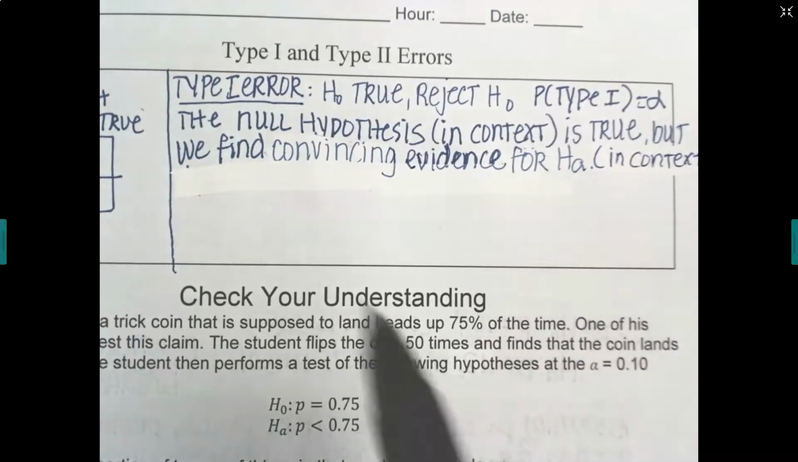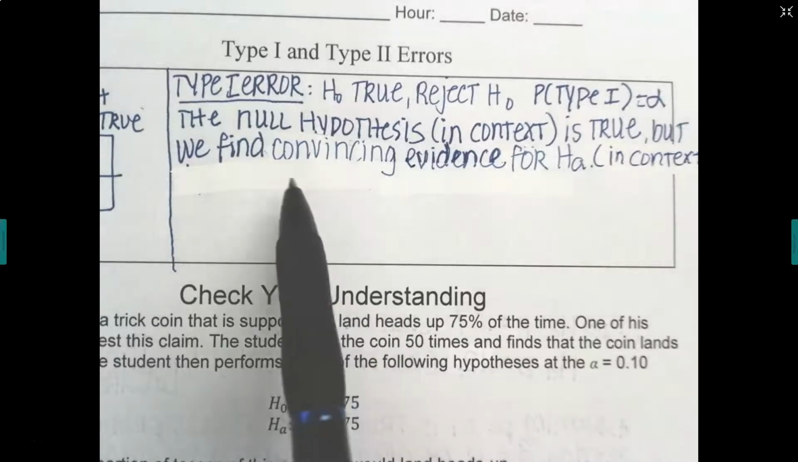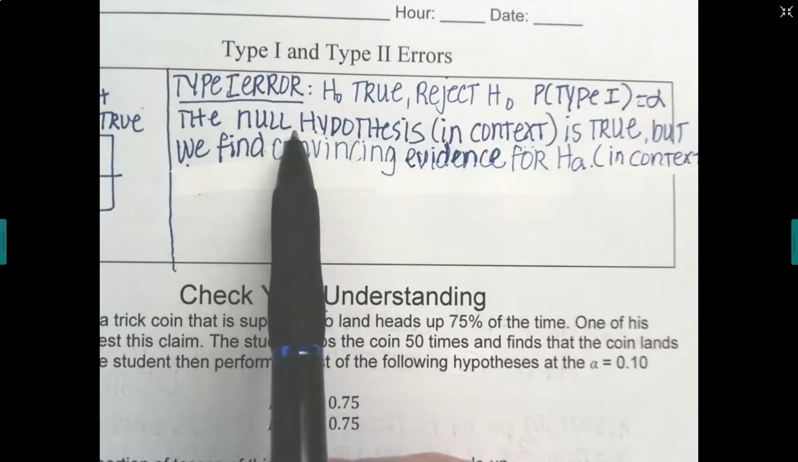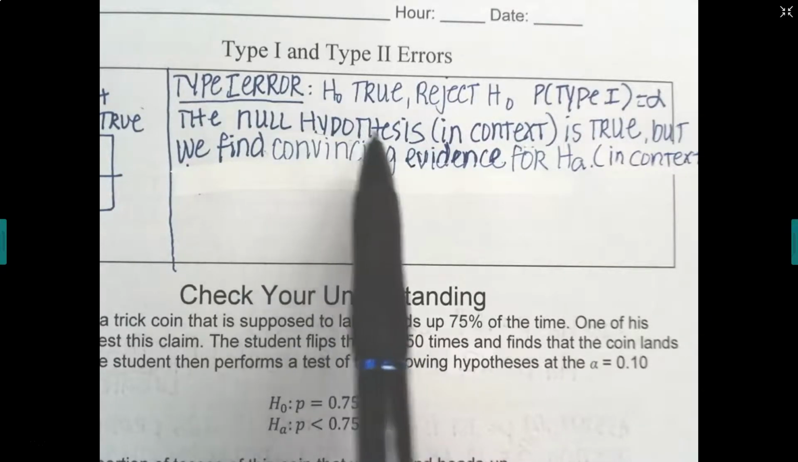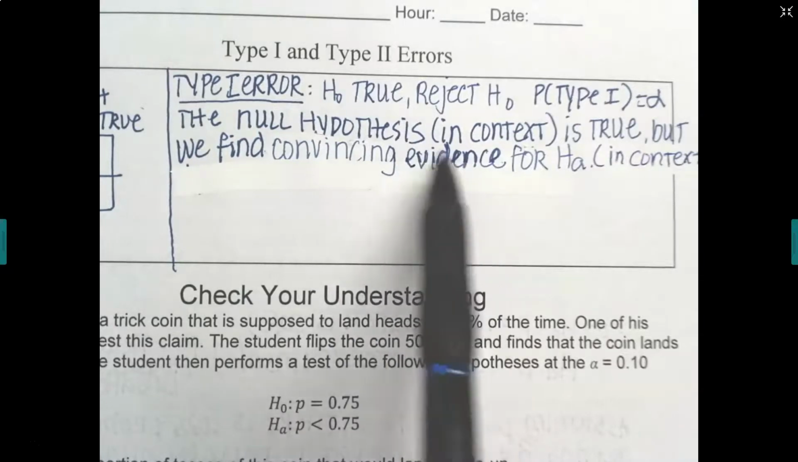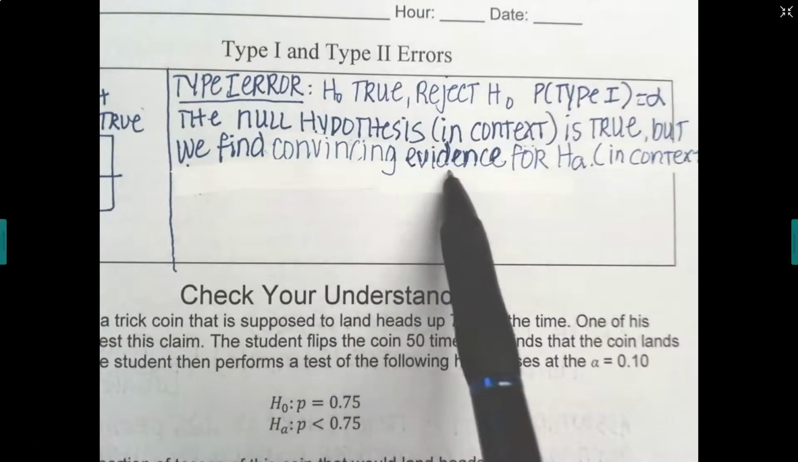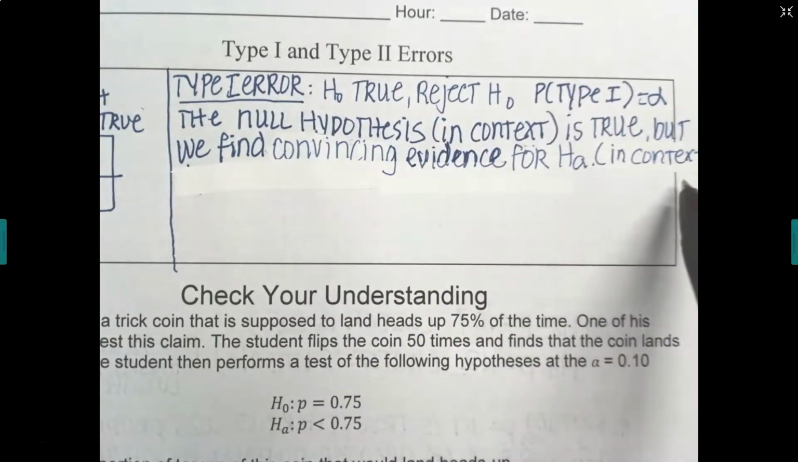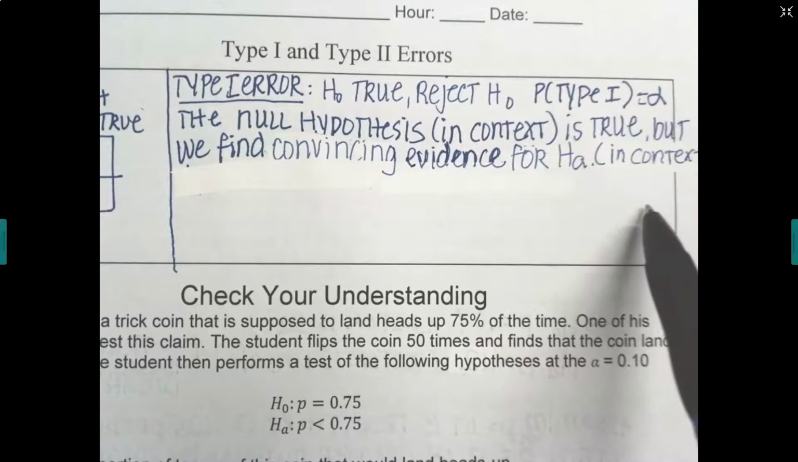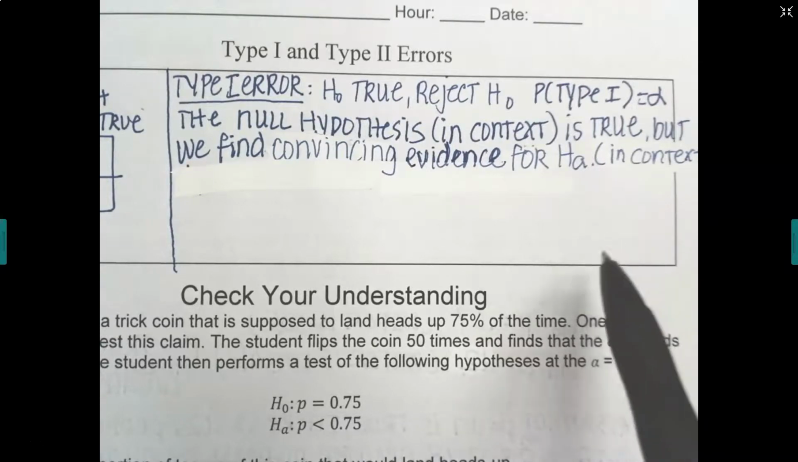So the null hypothesis we had with the water is that the water is safe. The water is safe but we found convincing evidence there were too many chemicals in it. That's kind of how we would have discussed a type 1 error from the front.